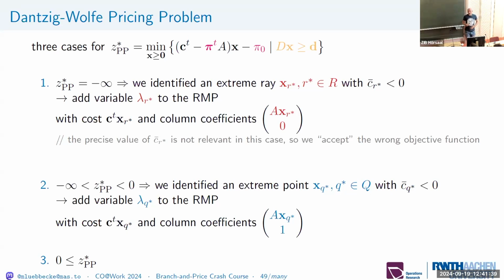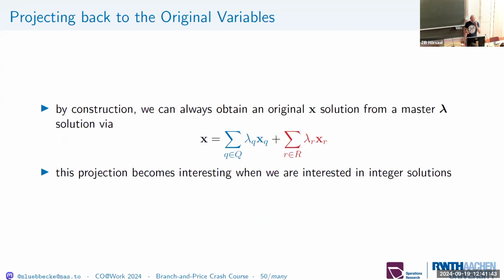Okay, it's always possible also by the construction. So we say we represent every solution as a convex combination plus a non-negative combination. So when I have a solution to this master problem, I can always go back into the space of the original variables. This is important later when we are branching.